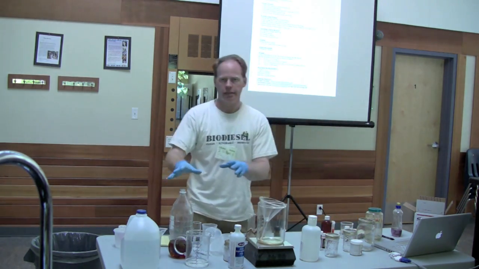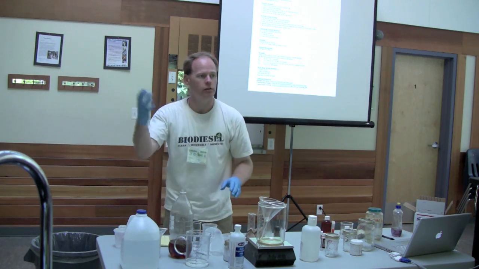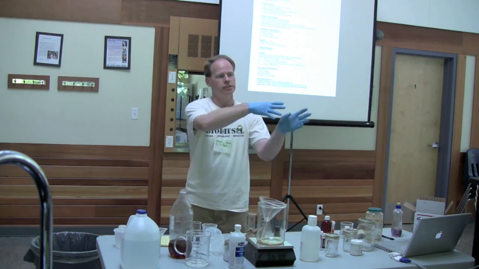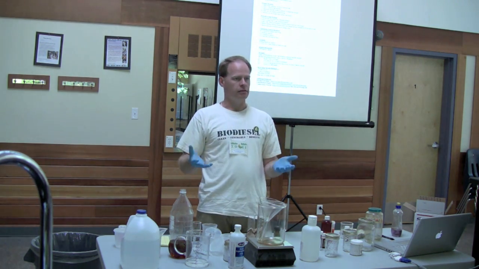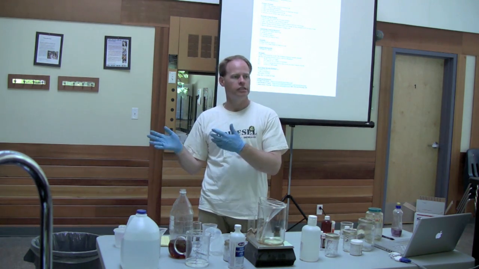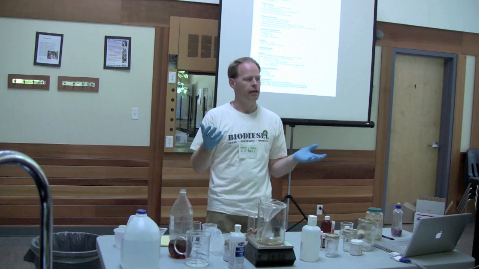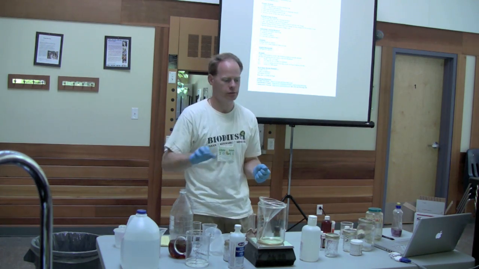How we will make this batch is we will pour this into here and then we shake the living snot out of it. I'm going to pass it around, let you shake it while we're doing it, and then you let it set, glycerin settles out, you remove the glycerin, and you've got biodiesel. That's as simple as it is to make biodiesel, which we'll see in a minute.